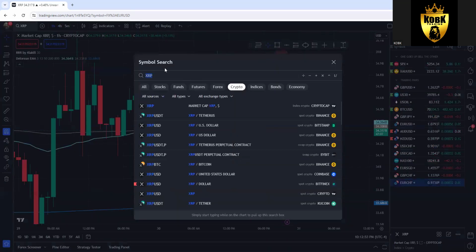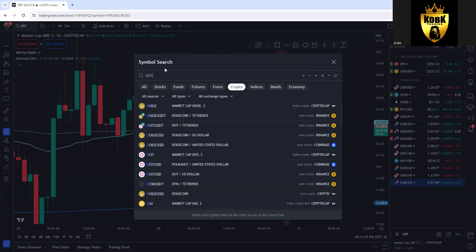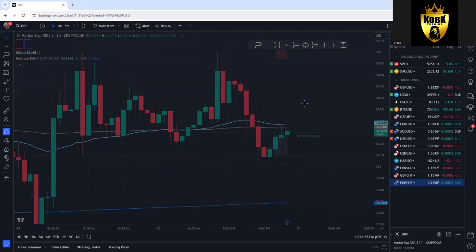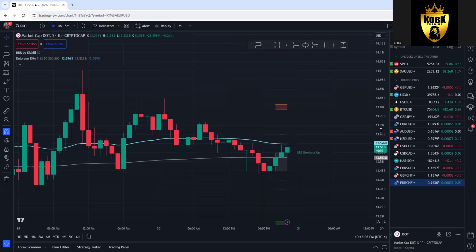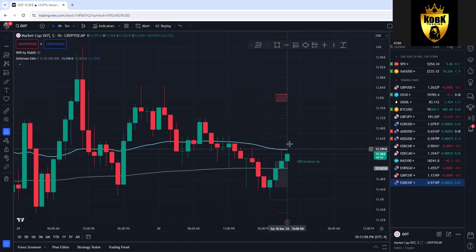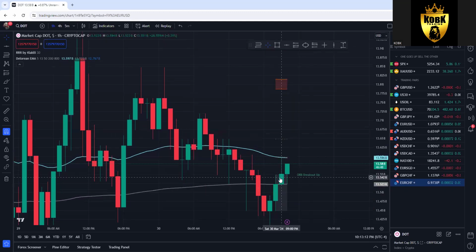Okay. Let's look at dots. See what dot's doing. Dot is BTS. Oh, maybe not. Aqua gray blue. Nope, nope, nope. That's a good one too. This is definitely moving right now. You guys see it moving right now? Yeah. Look at that. ORB breakout. Look, it's going up there.